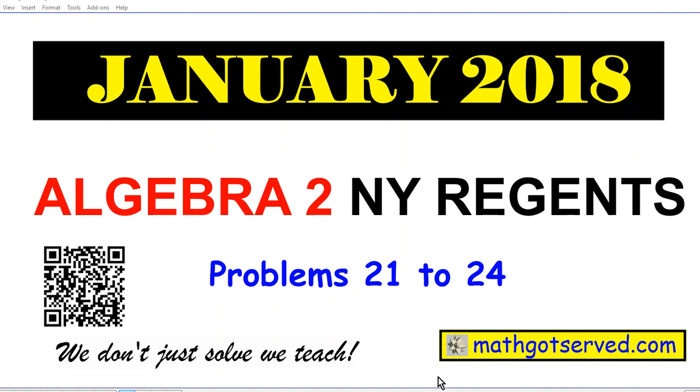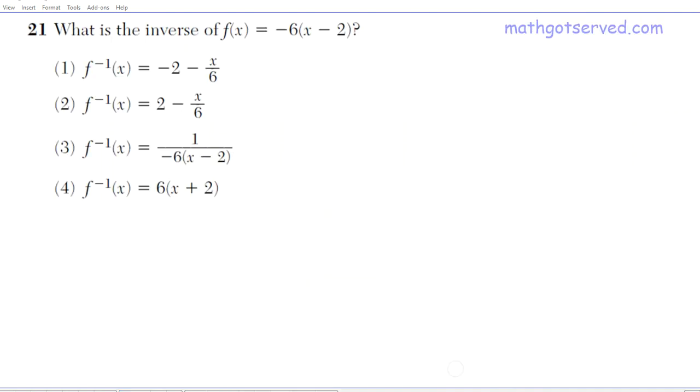In this clip, we're going to be going over problems 21 to 24 of the January 2018 Algebra 2 New York Regents exam. Alright, let's take a look at question 21. It reads, what is the inverse of f of x equals negative 6 times the quantity x minus 2? Let's review the steps for finding inverses of functions first, and then we will apply it to this problem.